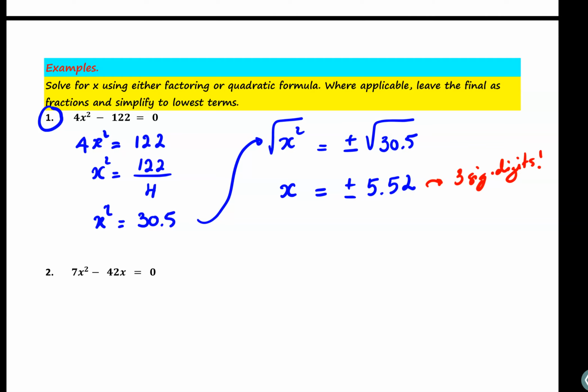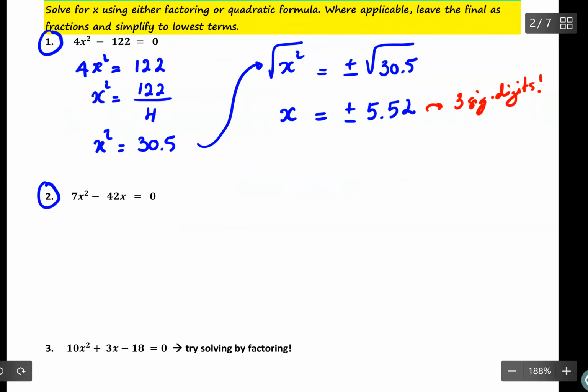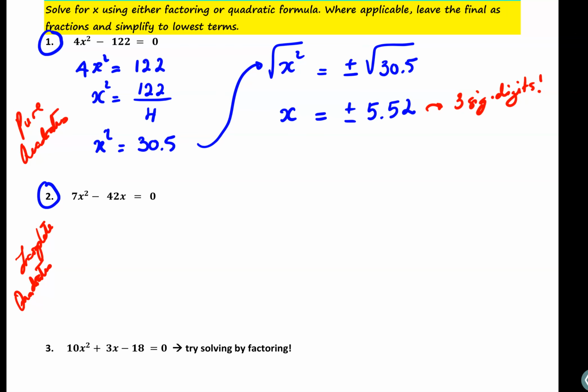Alright, so let's move on to number 2. In this case, I have an incomplete quadratics. So let's write it down, pure quadratic. This one, I have incomplete quadratics. As I mentioned earlier, in working with incomplete quadratics, the best way is to factor.